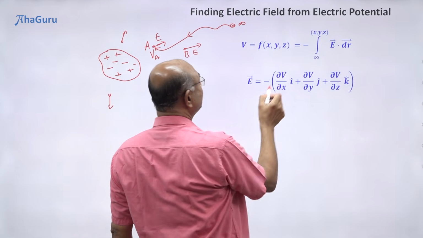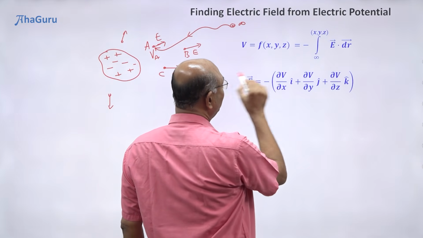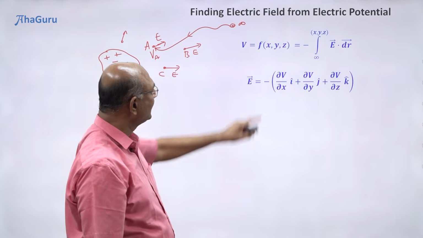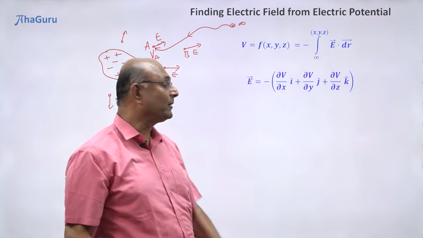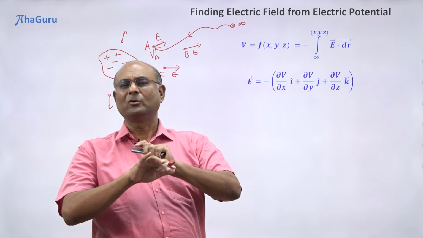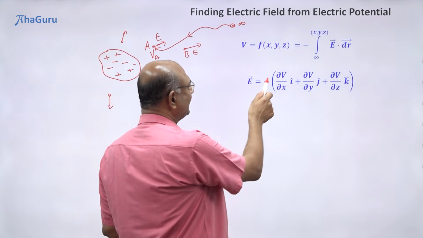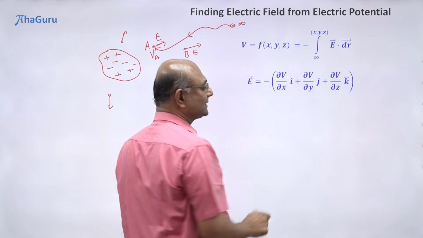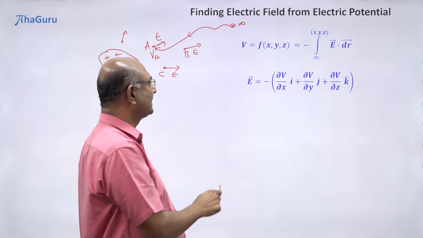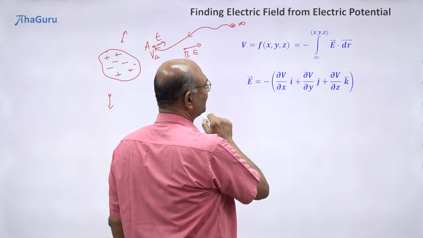So E is minus dou V by dou X. What is dou V by dou X? It is dV by dx, keeping y and z constant. So basically you're saying, don't worry about y and z, keep them constant. Differentiate V with respect to X. That will give you the X component. That's why it is I cap.